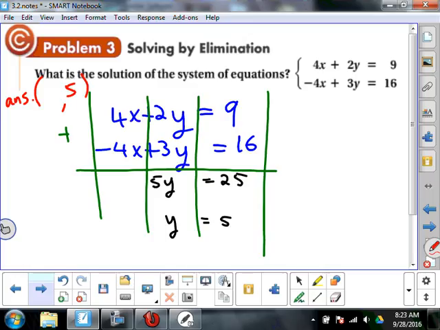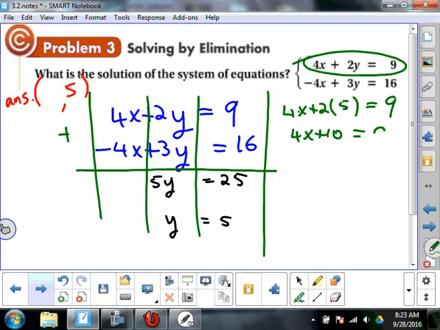So what are we going to use to find x then? First equation or second equation? It honestly doesn't matter, but I would use the first because I don't like working with a lot of negatives. So we're going to use this first equation to find x. That tells us that 4x plus 2 times whatever y is equals 9. Well, we just found y, didn't we? Y is 5, so we got 4x plus 10 equals 9. So what do we get? 4x is going to equal negative 1.